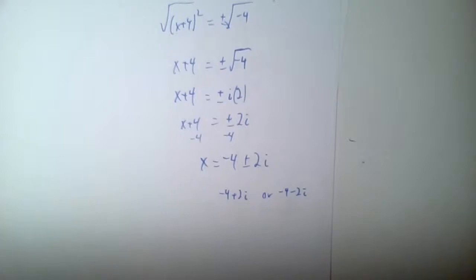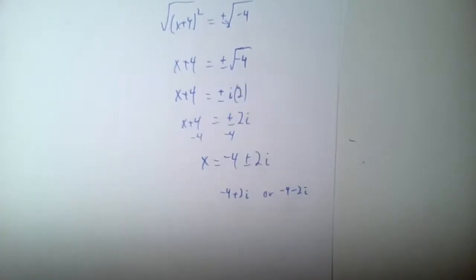So if you end up with a negative inside the square root, then you've got complex number solutions. And it's not that much different. It's a little different simplifying. Now, what I'm going to do here is what we call deriving the quadratic formula.